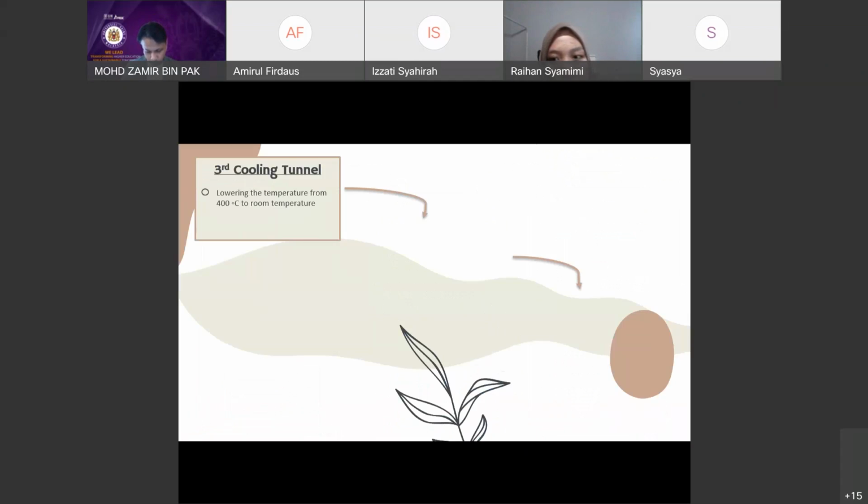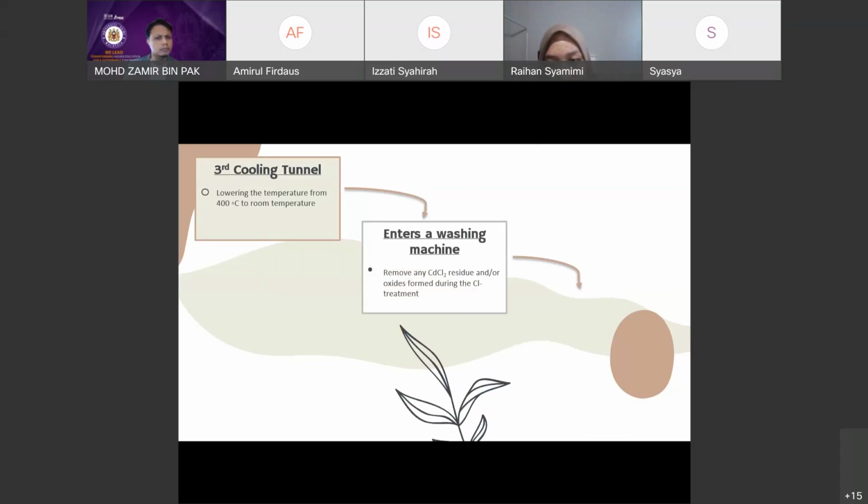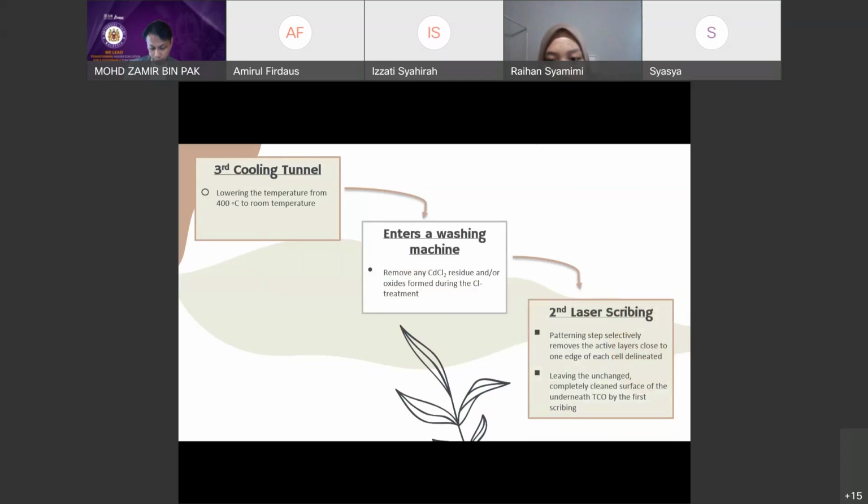After that, the sample undergoes the third cooling tunnel, where the temperature is further lowered from 400 degrees Celsius to room temperature before entering the washing machine. In the washing machine, any cadmium chloride residue or oxide formed during the chlorine treatment is removed. Then, second laser scribing takes place.